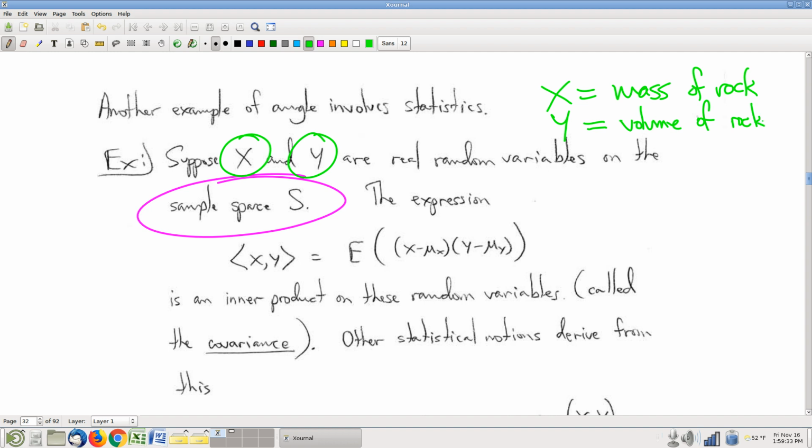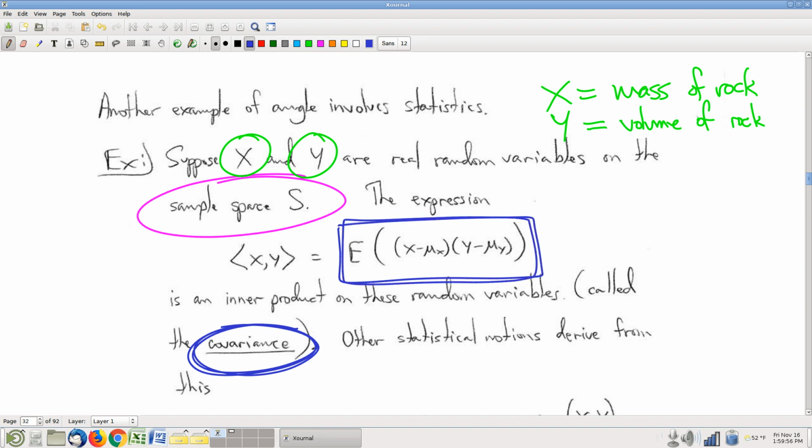So you pick out that same rock. The value of the random variable x is whatever the mass is. The value of the random variable y is whatever the volume is. Okay. So there is a quantity called covariance that's computed with this formula.